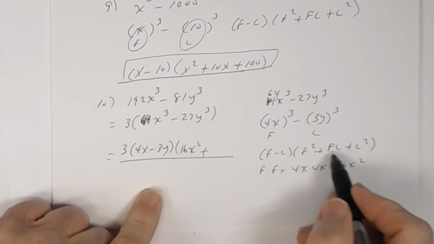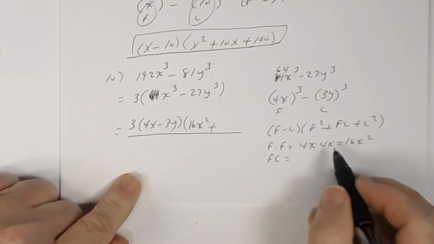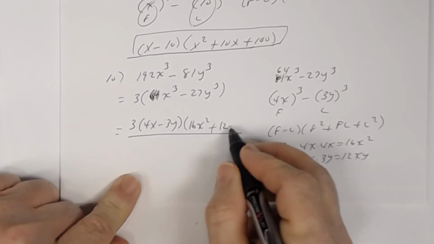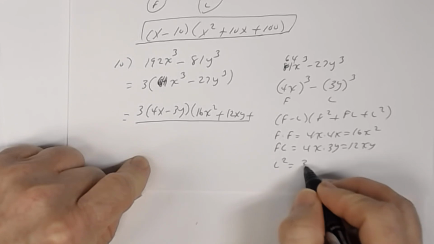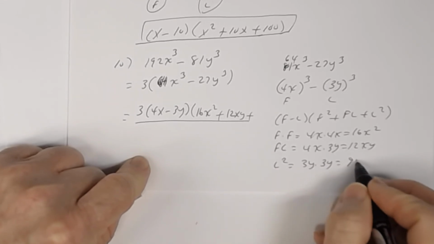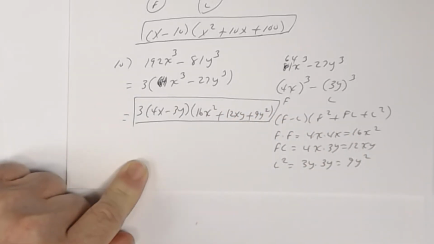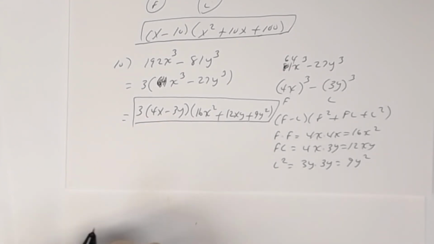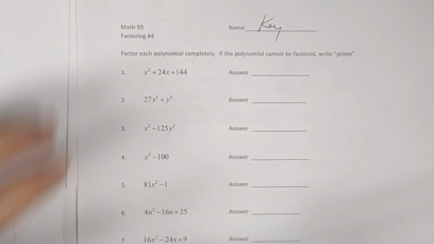Plus, and then fl, so f is 4x, l is 3y, so 4x times 3y is 12xy. So that goes here, 12xy. Plus, and then l squared is 3y times 3y, which is 9y squared. So that goes here. And so that's the answer. Okay, so the answer is 3 times this binomial, 4x minus 3y, times this trinomial. Okay? All right, so that is the key to factoring worksheet number 4.